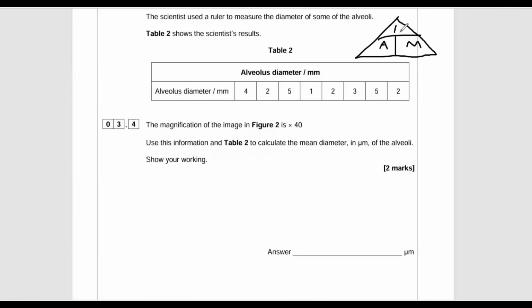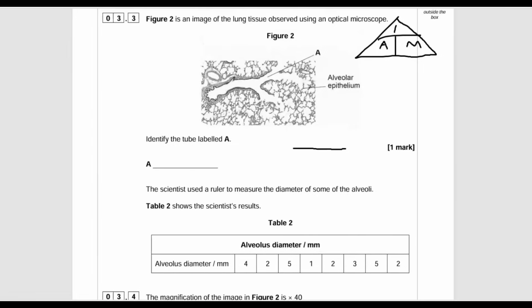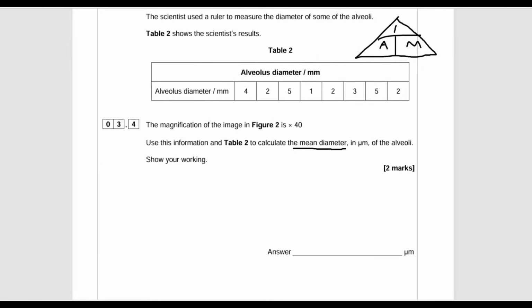All right, the tricky bit with this is going to be working out that this was the I AM equation. This would have confused people because they've given you the mean diameter, but they haven't said if this is the actual size or the image size. But let's face it, you're not going to have an alveolus in your lung that is 4 millimeters. You've got a million alveoli in each lung at least. These are microscopic, very, very small, tiny air sacs. So they're a lot smaller than 4 millimeters. So that information there with the alveolus diameter in millimeters is the image size.